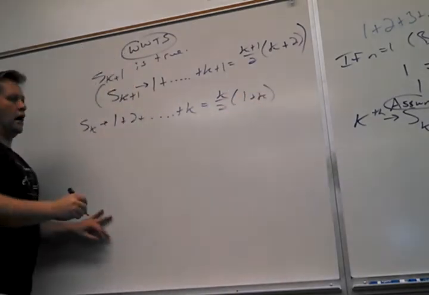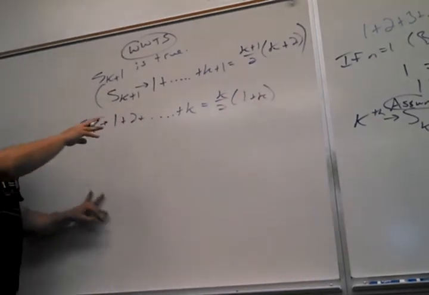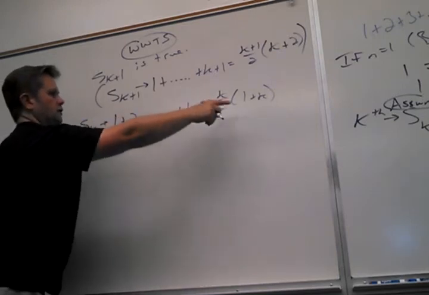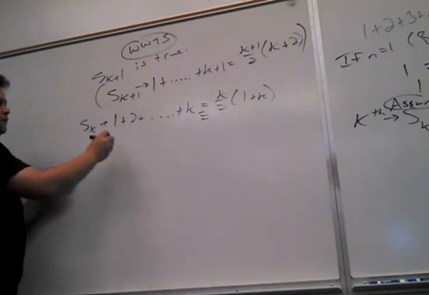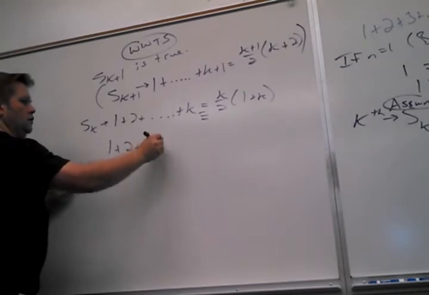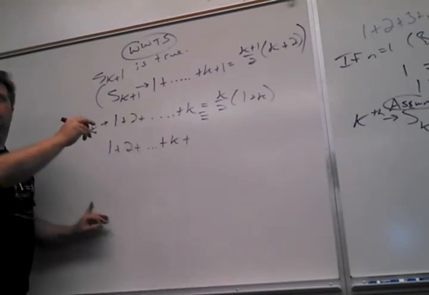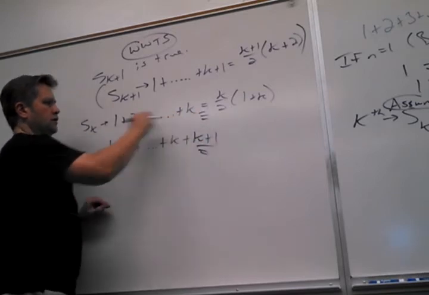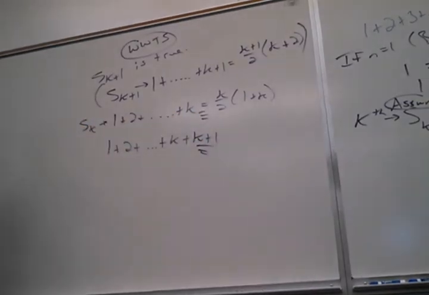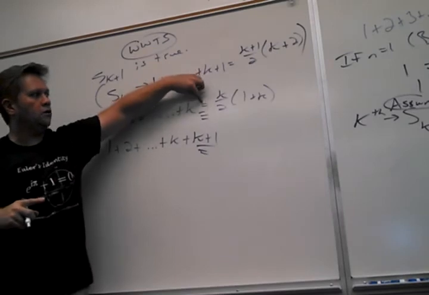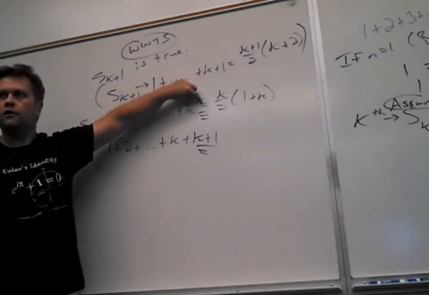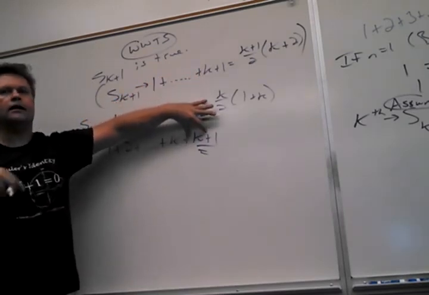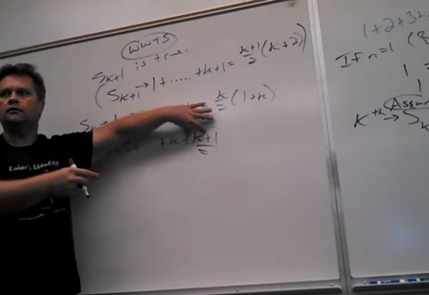Now, what's another way to get to k plus 1? I can just do what to both sides? What's this missing? Plus k plus 1. So I'm going to add k plus 1 to this side. Now I know this equality is true, right? So if I add something to this side, I have to also add it to the other side.